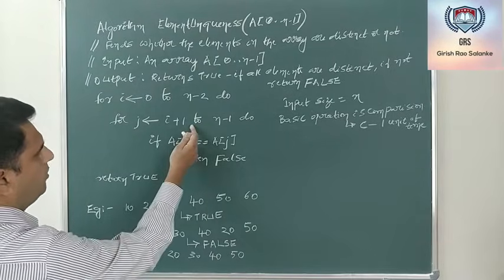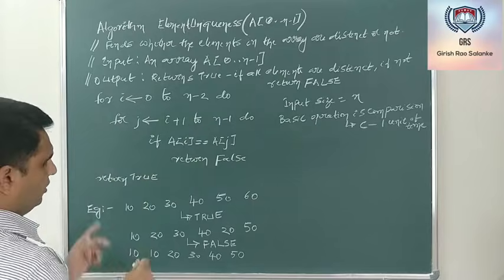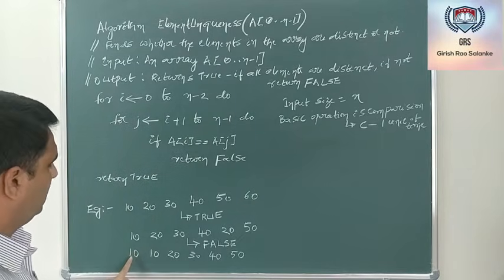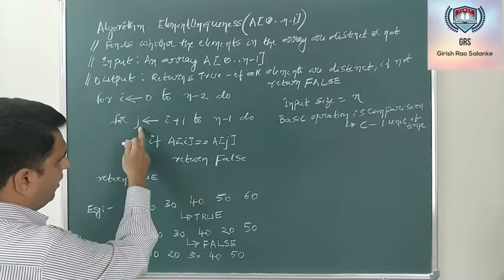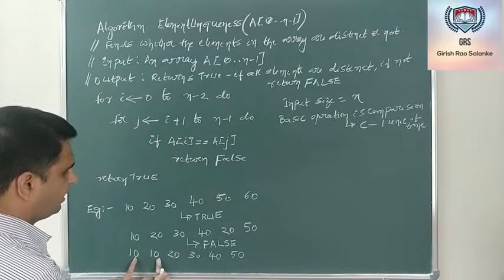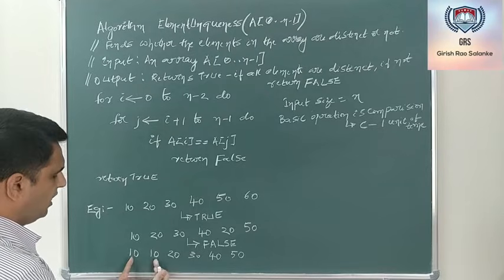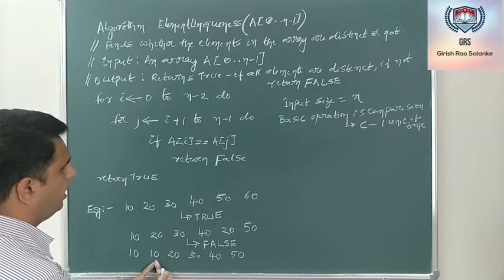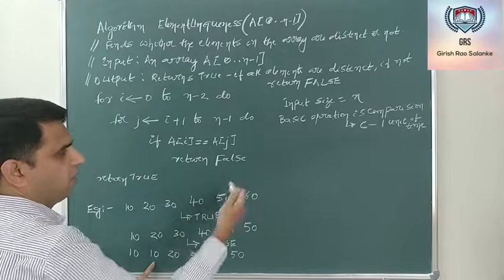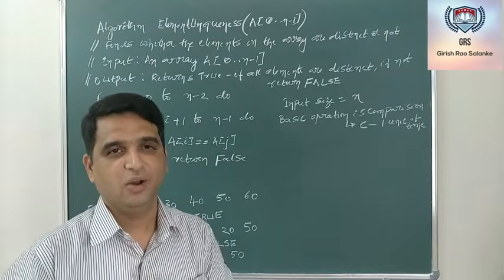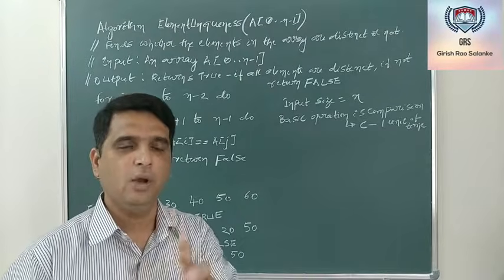And my inner for loop depends upon the value of i. So for the first iteration, if my i value was 0 and the first element is 10, the inner for loop j is i plus 1. It will take the second element. Now I will compare the first and the second element. In this case, the first and second element are same, so it returns false. It does only one comparison in best case. Note that in best case, it does only one comparison.